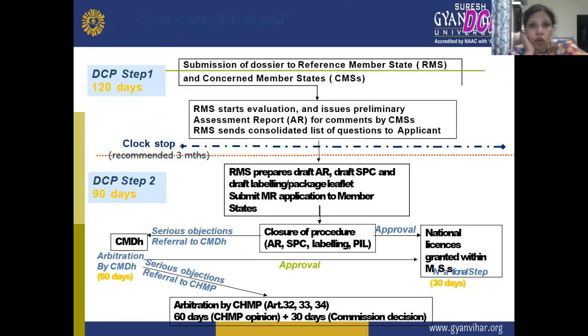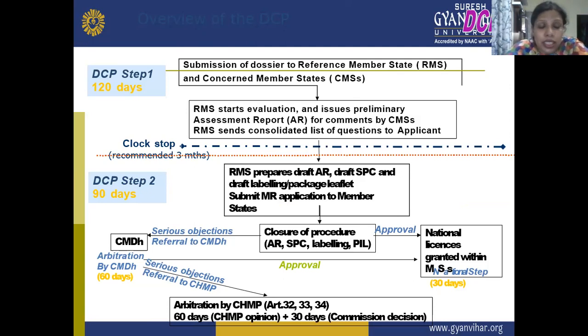Now the overview of DCP. In DCP, the first step takes 120 days, the second step is 90 days, and the third step, if there is direct approval, is 30 days. If there is serious objection and it goes to the CMDH, then 30 plus 60 plus 30, that is 90 days. Okay, so that is the overview of the DCP.